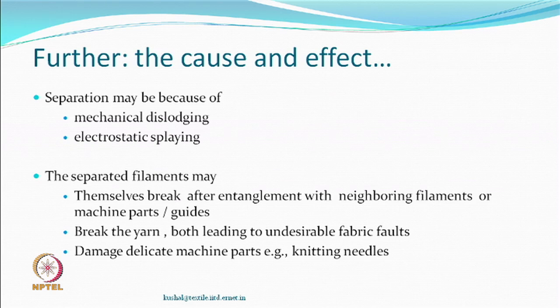So, these separated filaments, because of these two reasons, mechanical dislodging or electro splaying, can break after entanglement with the neighboring filaments or machine parts. A knitting machine, for that matter, can break the yarn. So, there can be faults in the fabric, or knitting needles for that matter can also be damaged. And so, all these things are something which people would not like to have, and therefore, you may like to give a pre-twist.